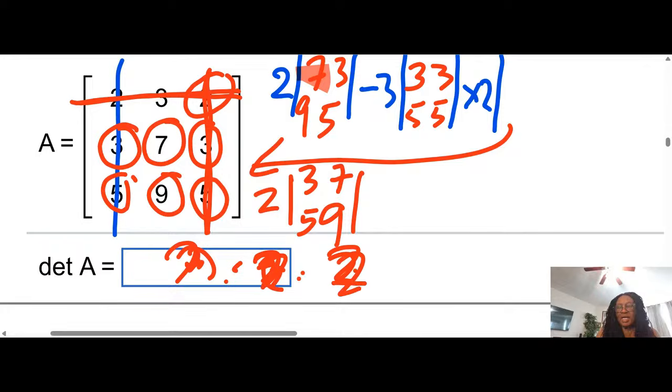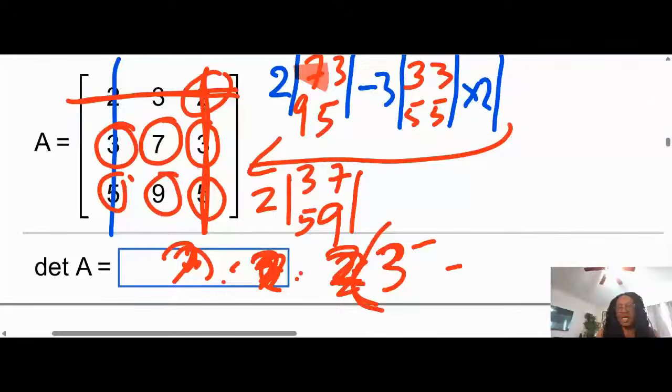All right. Now use parentheses. This is supposed to be 2. Parentheses, 7 times 5 is 35. This is 35. All right. Okay, then I want to evaluate the second 2 by 2 matrix.